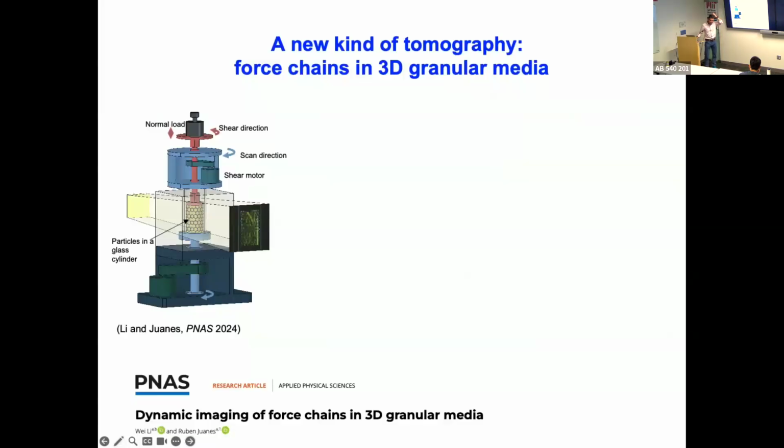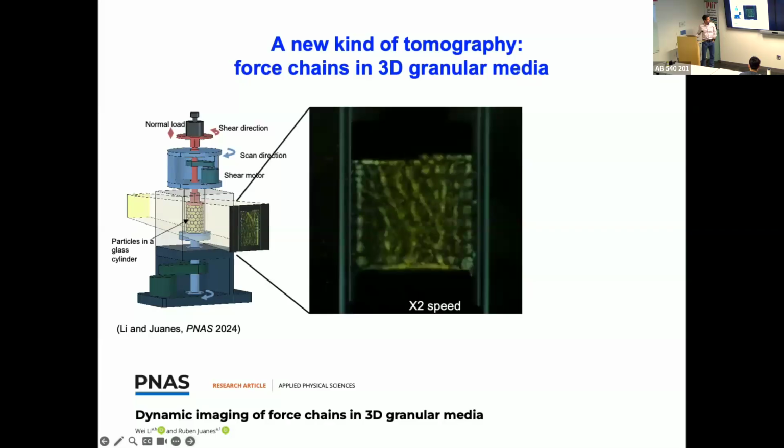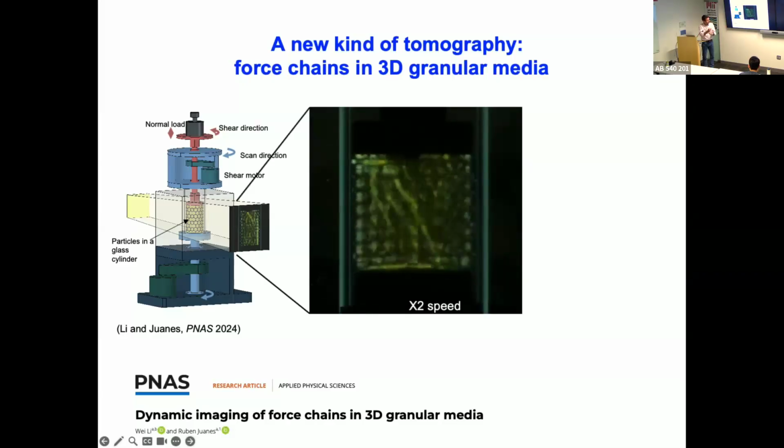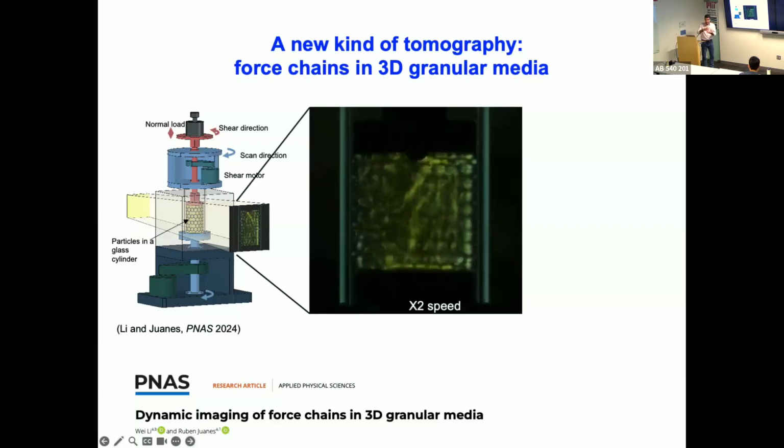Wei built this prototype of a loading stage tomogram. This is a loading cell that is capable of axial loads as well as shear loads, and at the same time, rotates the sample and images the photoelastic response. So what you can see here is an illustration of the capabilities of this tomographic setup. You apply some rotary shear stress.